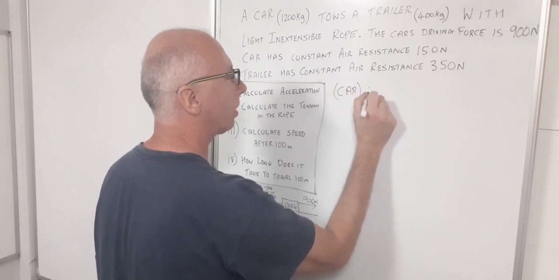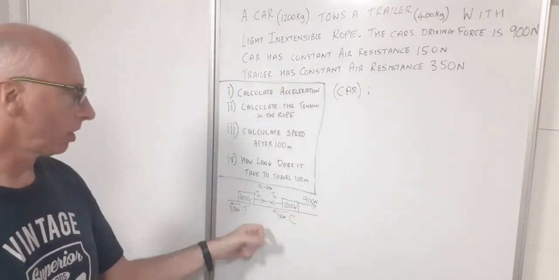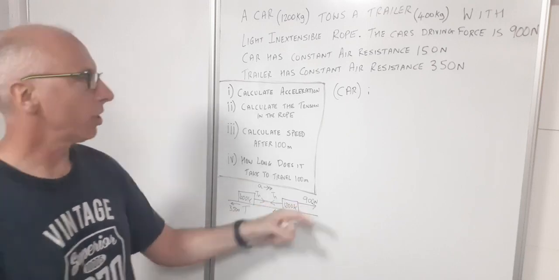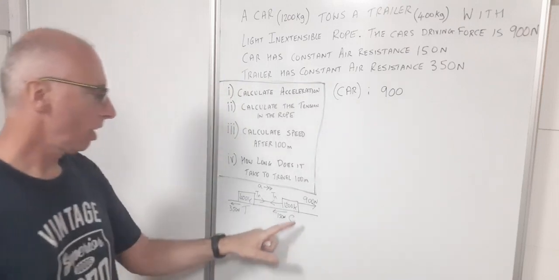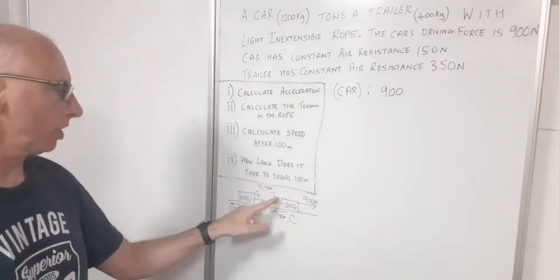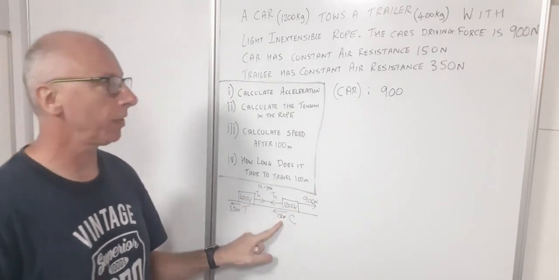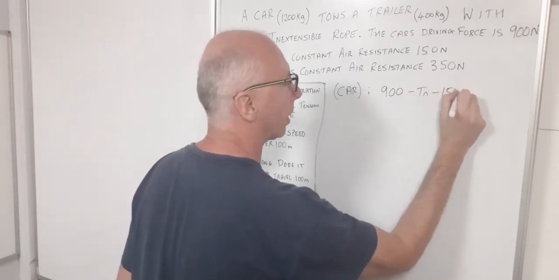So for the car, we've got forces in this direction and this direction. So we've got 900 going in this direction. So we've got 900, and then this way we'll put a minus, because we've got the acceleration this direction. So we've got the tension and the 150. So minus the tension and the 150.